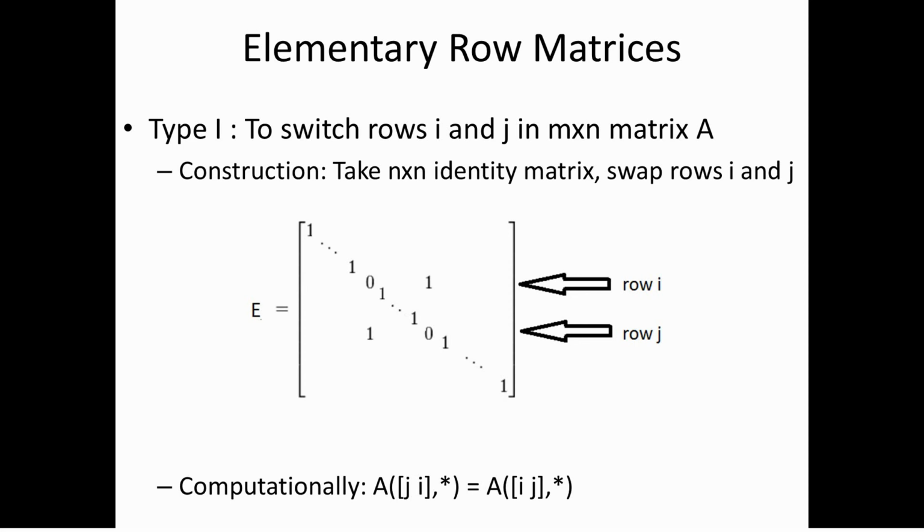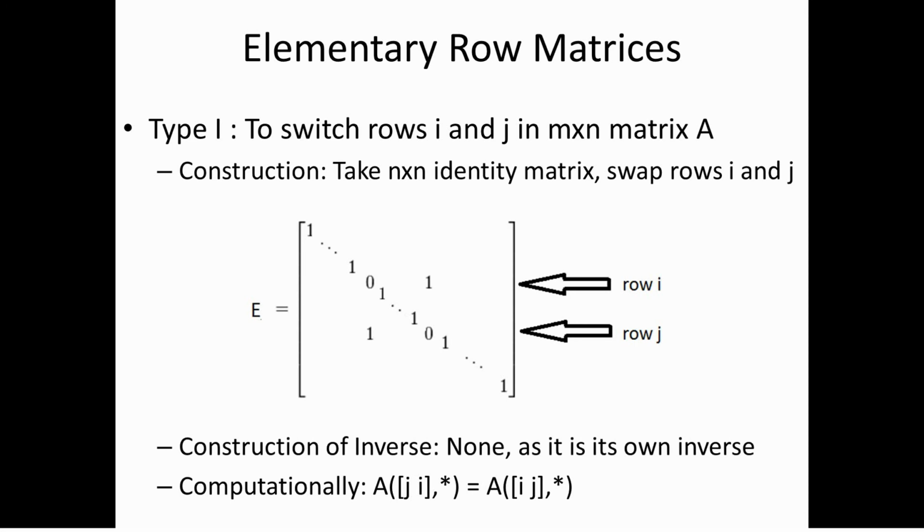Now, what is the inverse of this matrix? We made a claim that every elementary row matrix was invertible. Well, it turns out that it's its own inverse. And of course, this makes perfect sense. If we take a matrix and we switch rows i and j, and then we switch them again, we get back to the original matrix. Okay, so it is its own inverse.